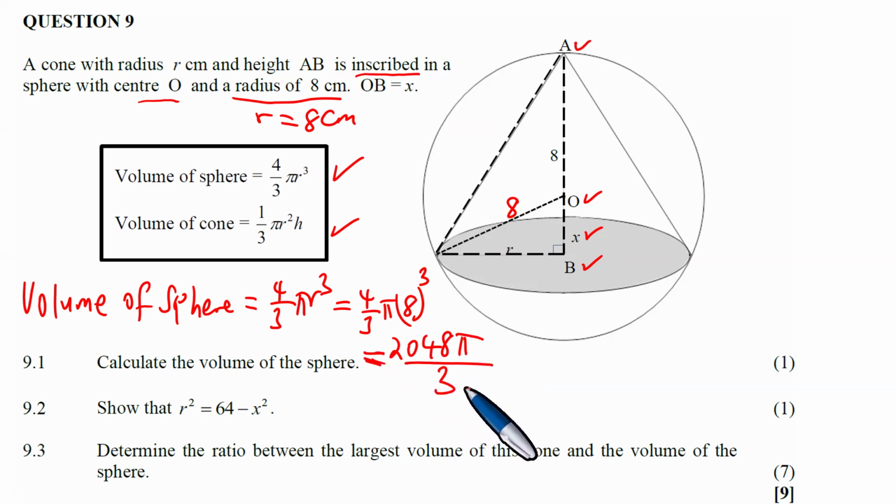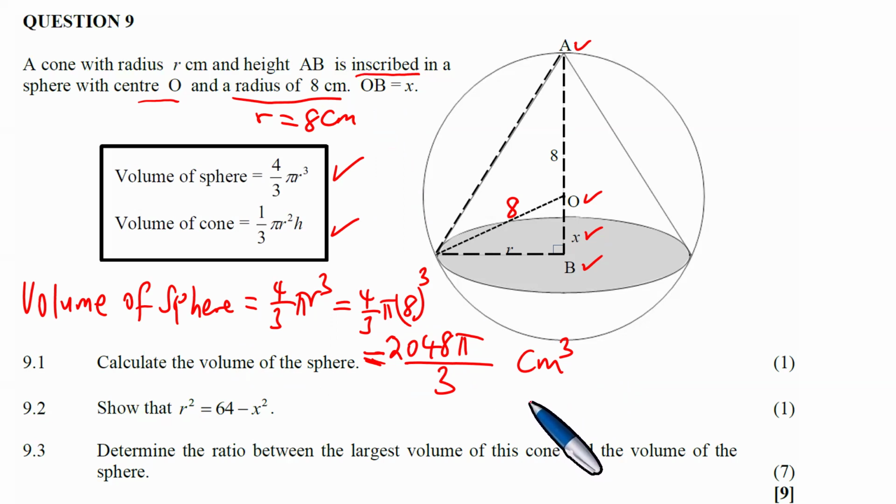2048 pi out of 3, and this is the answer. And this becomes the answer to the question. And therefore, we have found the volume of a sphere. What are the units of the volume of a sphere? The units are cubic centimeters. These are cubic units because the radius is measured in centimeters, and therefore we're able to see that the volume of the sphere is cubic centimeters.